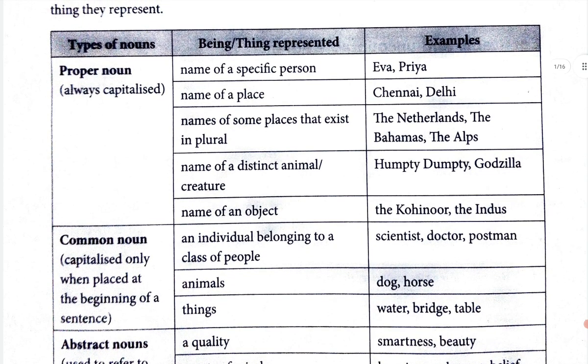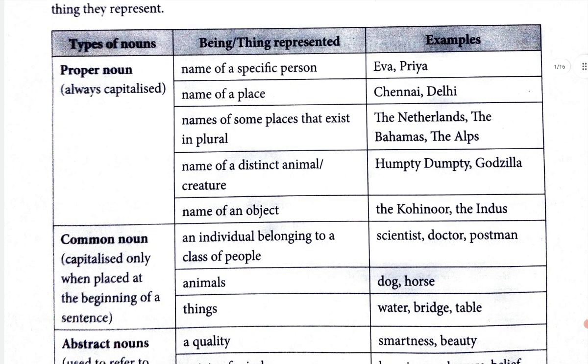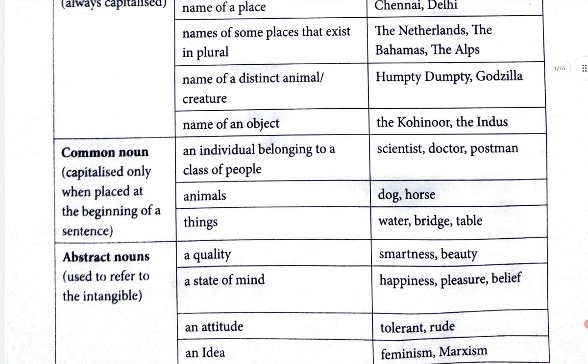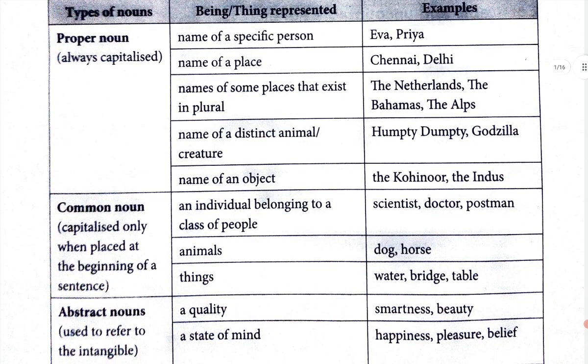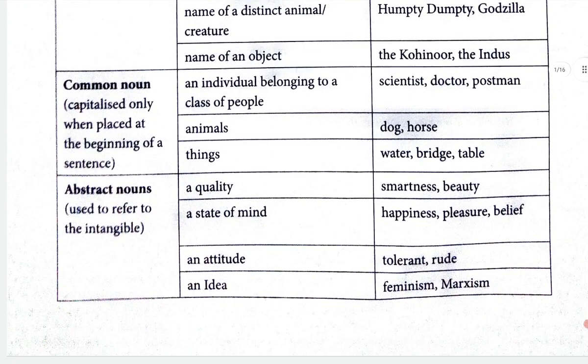For example, names like Priya, place names like Chennai, Delhi. And there are certain places like Netherlands, Bahamas, Alps, etc., which appear to be plural in form but are not. Then the name of a distinct animal like Godzilla, Humpty Dumpty, or the name of an object, the Kohinoor, Indus, etc. So everything comes under the proper noun. You have learned all these things in your school classes, but we are trying to bring back our memories and keep in mind what a noun is.